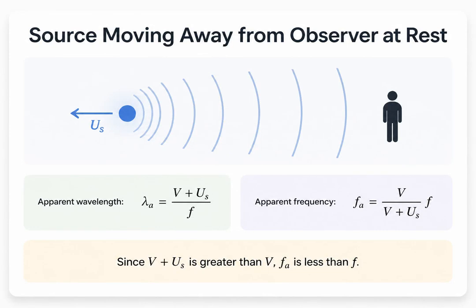Continuing our exploration of the Doppler effect, let's now look at what happens when the source moves away from an observer who remains at rest. As the source retreats, it pulls away from the wave crests it has already emitted, stretching the apparent wavelength. Because the wavelength increases, the observer receives fewer wave crests per second. This results in a lower apparent frequency, which explains why a siren's pitch drops as it speeds away from you.